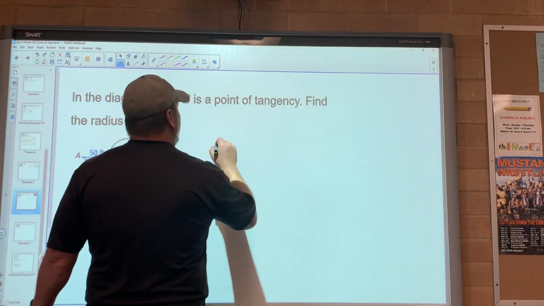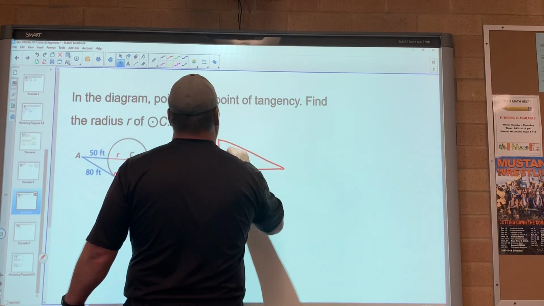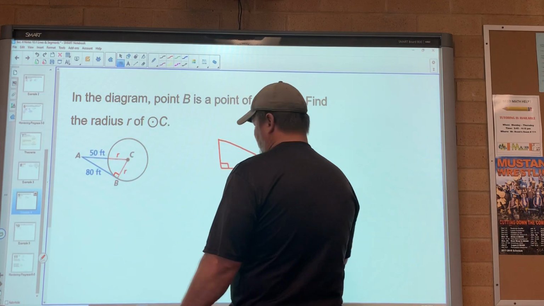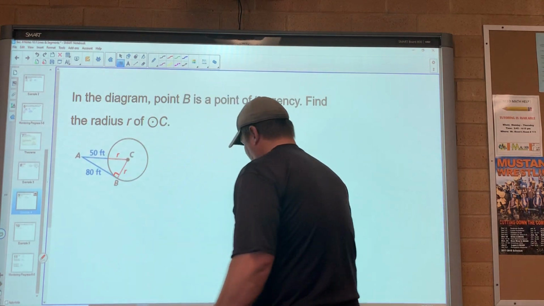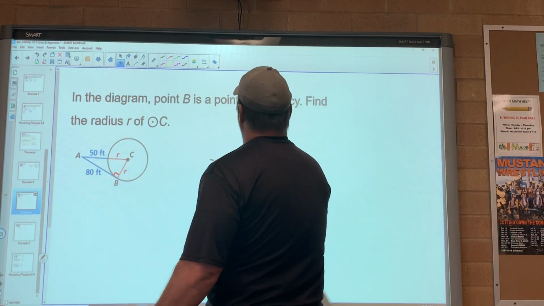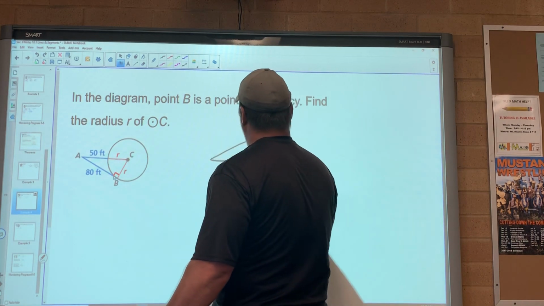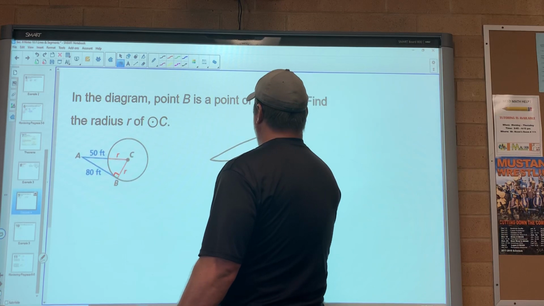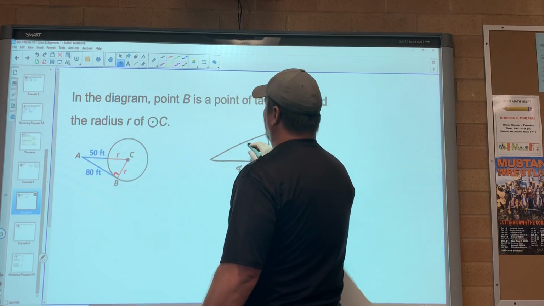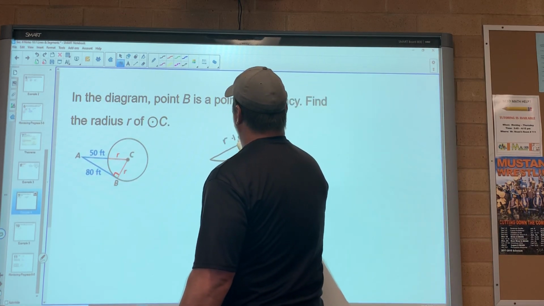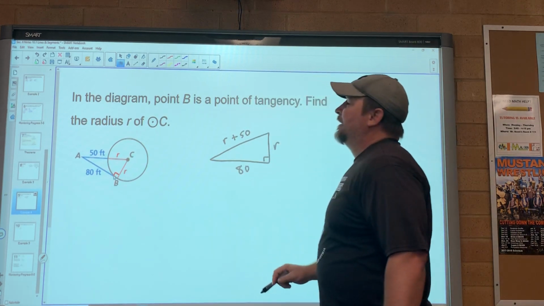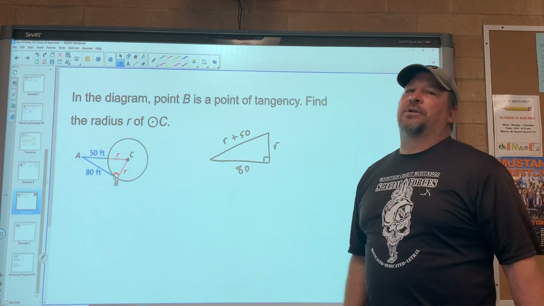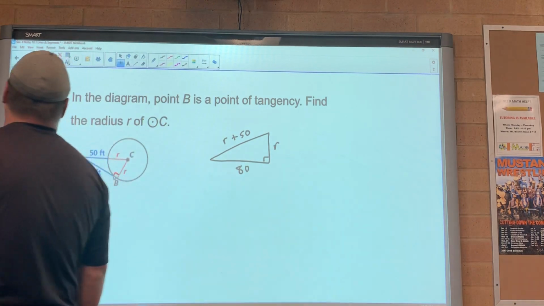So over here we have our right triangle. I just drew it the opposite way. Maybe that's going to mess you up, so I'll draw it correctly. We will just draw like this. But when I draw mine, I like to draw them kind of squared up. So this is 80. This is R, and this is R plus 50, everybody. That is the key, that you understand that that ends up being R plus 50.